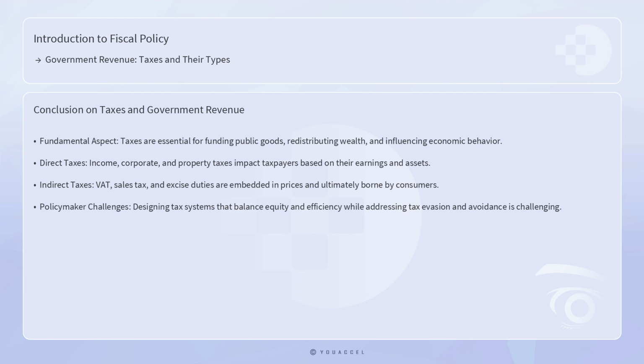Policymakers face the challenge of designing tax systems that balance equity and efficiency while addressing tax evasion and avoidance. By understanding the various types of taxes and their implications, individuals can better comprehend the complexities of fiscal policy and its impact on the economy and society.